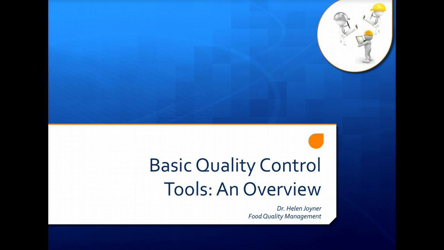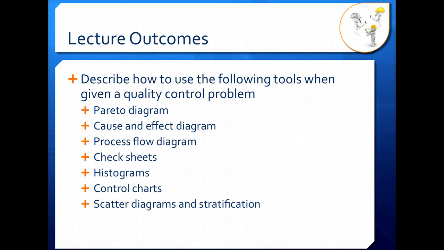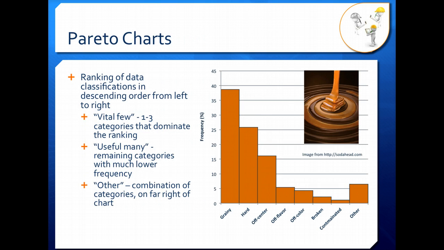In quality management of food products, we not only have a quality management system that covers the entire company, but those systems give you basic quality control tools. There are 7 very commonly used quality control tools that we'll be talking about in this lecture. So the outcomes of this lecture: you'll be able to describe how to use these quality control tools when you're given a quality control problem.